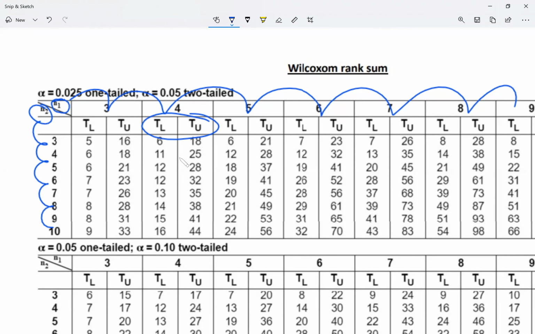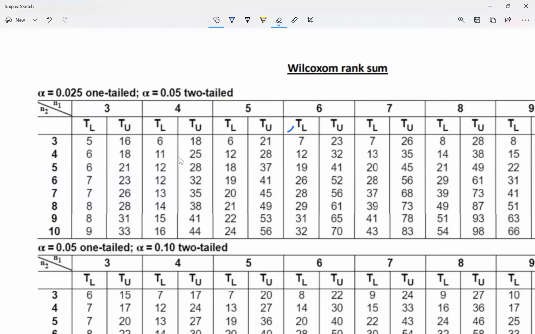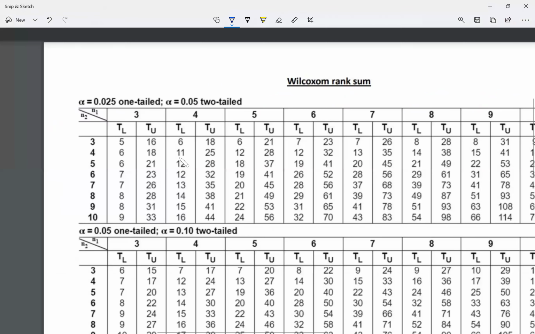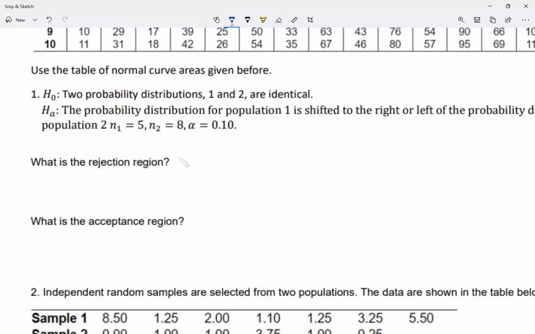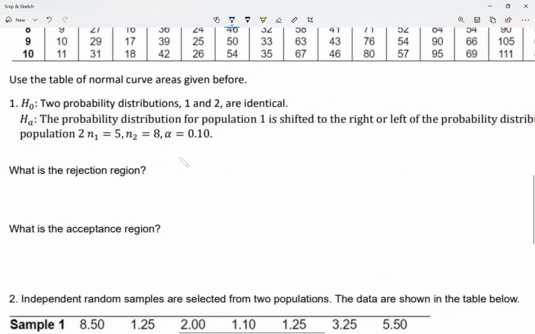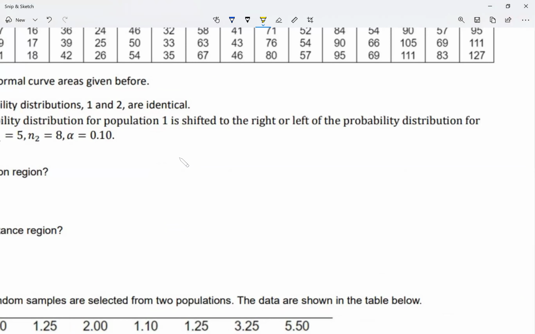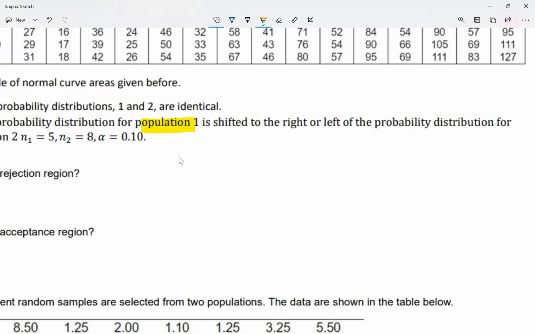Okay, so now let's take a look. Let me do it with an example. Let me scroll down. Use the table of normal curve areas given before. But let's see. The null hypothesis, H0, says the two probability distributions 1 and 2 are identical. So they pretty much look the same. That's the null hypothesis. They don't change. My alternate hypothesis says the probability distribution for population 1 is shifted to the right or left. So I don't care whether it went to the right or to the left. That's telling me I'm looking at a two-tailed test.